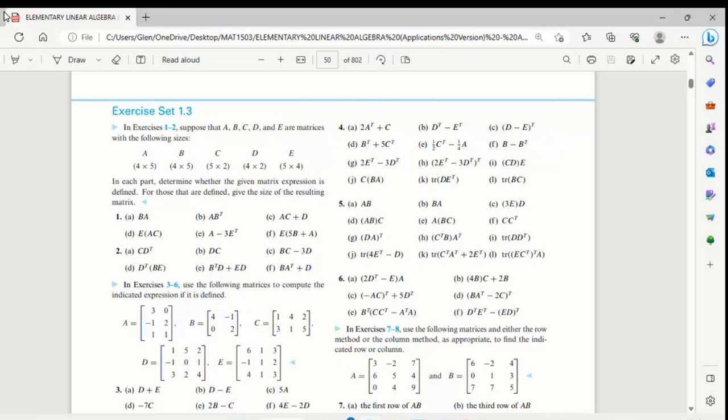Half transpose of C, I got, first entry 1/2, second entry on the first row 3/2. Second row, I got 2, 1/2. Third row, I got 1 and 5/2.